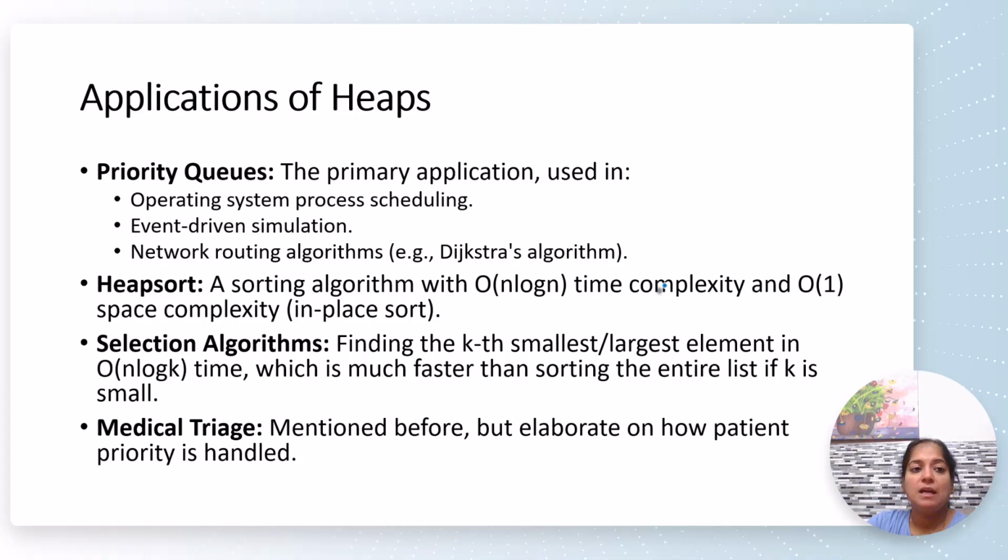Applications of heaps. These are mostly used in priority queues, where the operations have to be done in terms of priority, like operating system process scheduling, network routing algorithms, or event driven simulation. Heap sort is a sorting algorithm like bubble sort, selection sort, but the complexity is big O of n log n. And we use it in medical triage and selection algorithms. Heaps have lots of applications.